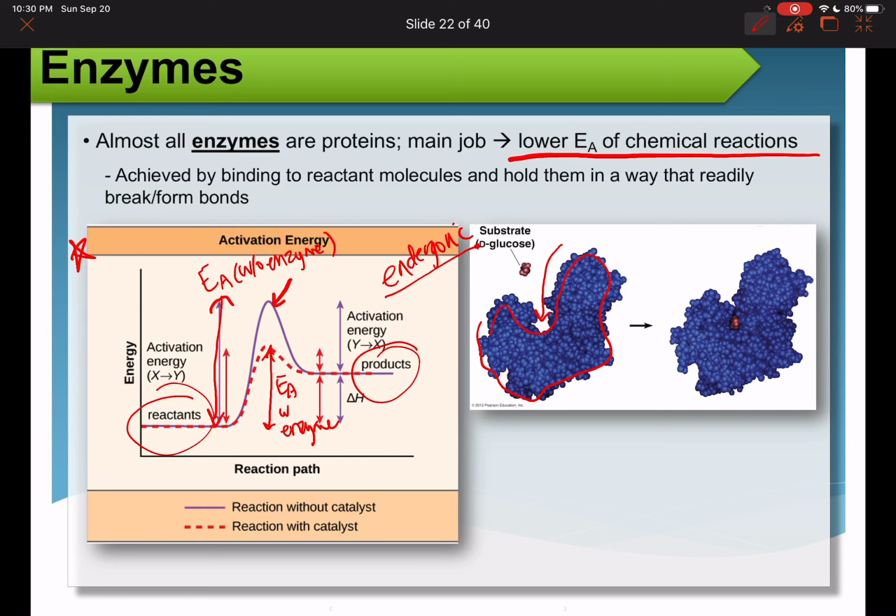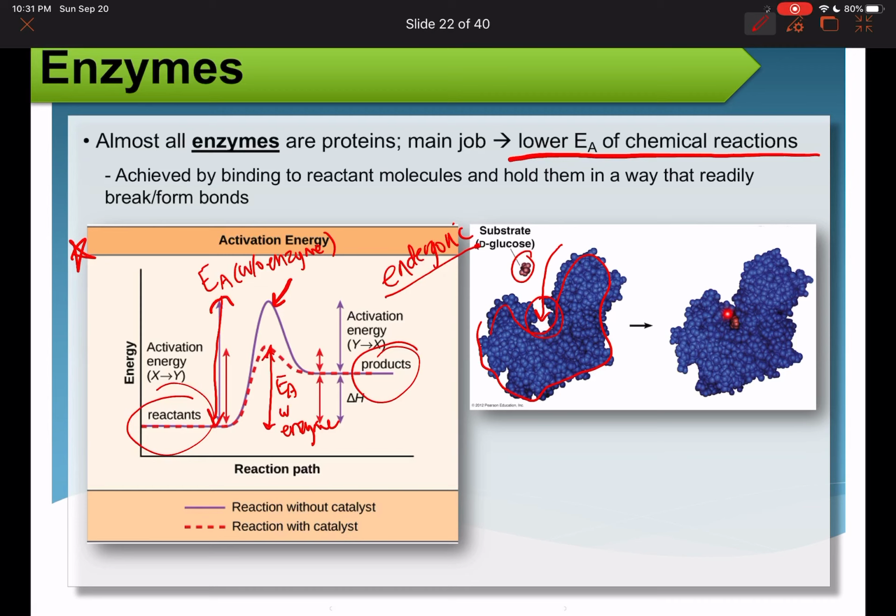Let's say if the reactant is glucose, this pocket right here, it's specific for glucose only, nothing else. Okay, if you put sucrose in here, it won't work. Okay, it only works with glucose. So this particular substrate, or reactant, then binds to the active site or that particular pocket in the enzyme, and the enzyme holds them in such a way that makes it more ready to break or form bonds.